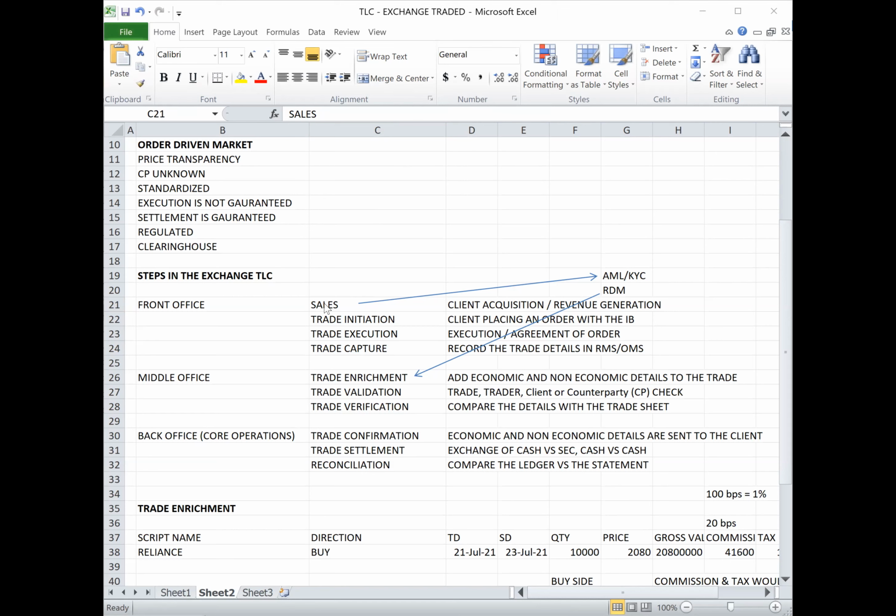When a new client is onboarded, what happens? AML, KYC would be done for that. Yeah, its account details will be stored in the RDM. RDM team will open an account for the client, right? So that is sales. Okay.